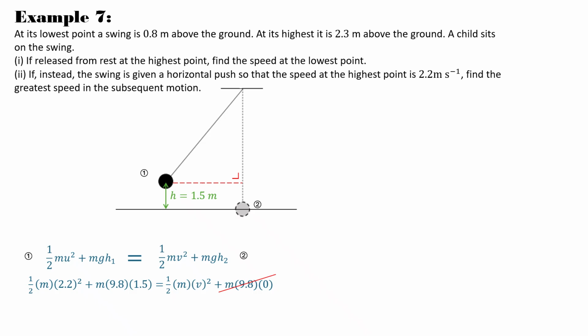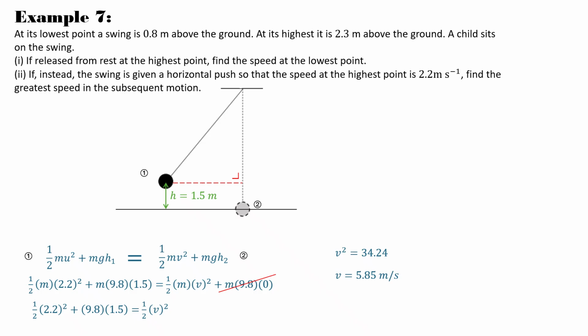So here we can just straight away plug in that 2.2. We're not worried about resolving or anything like that because when we deal with energy, energy is a scalar. So it uses speed, not velocity. So let's divide across those m's and then we can get our v squared is equal to 39.24, or v is 5.85 meters per second.